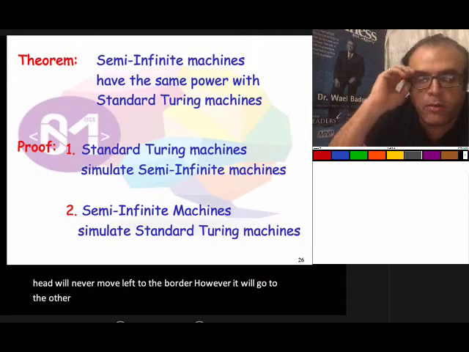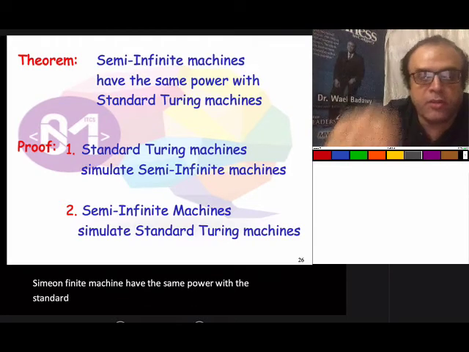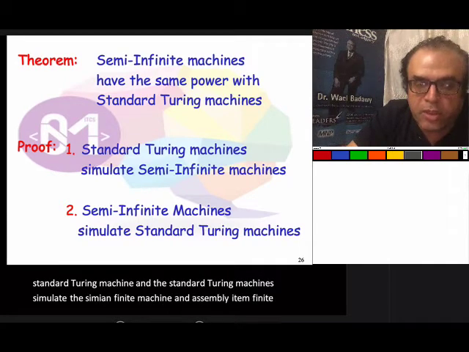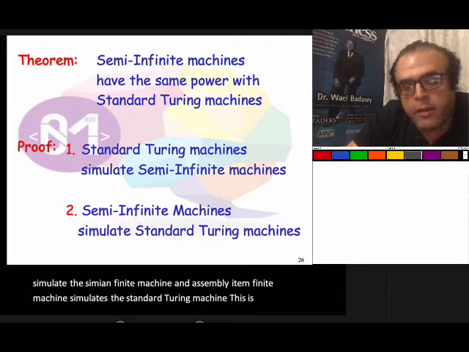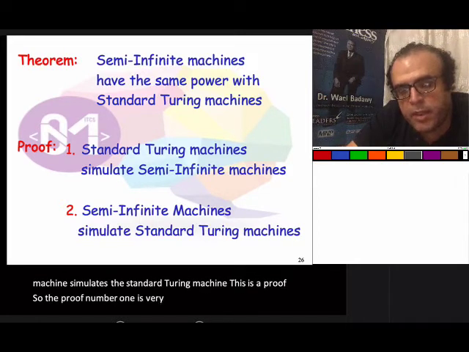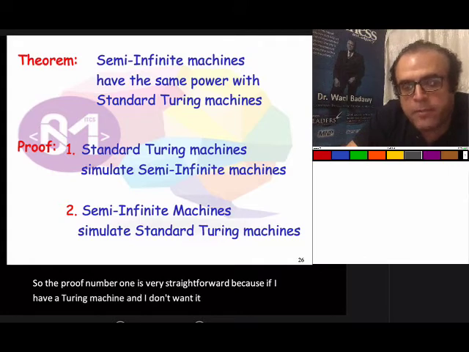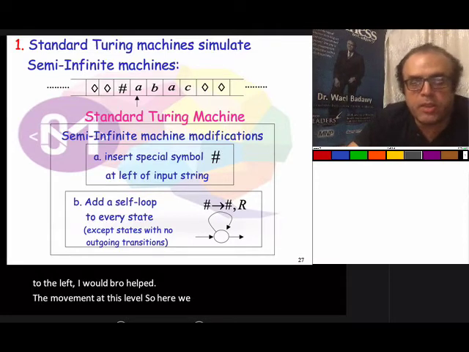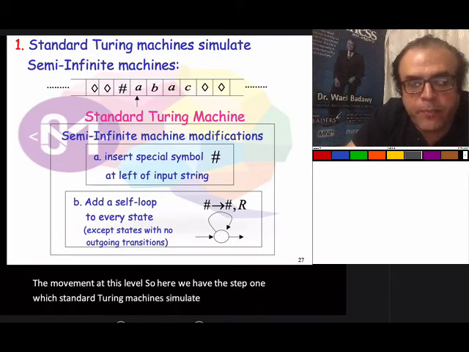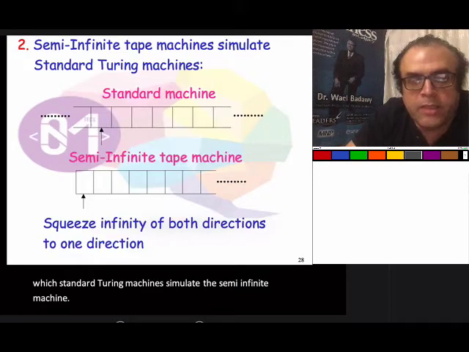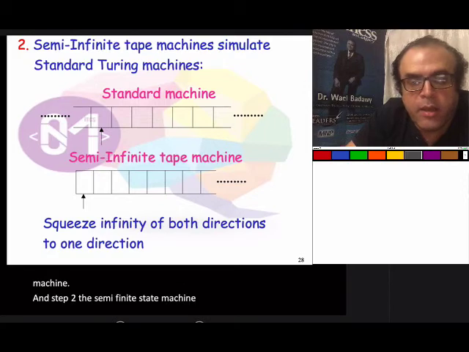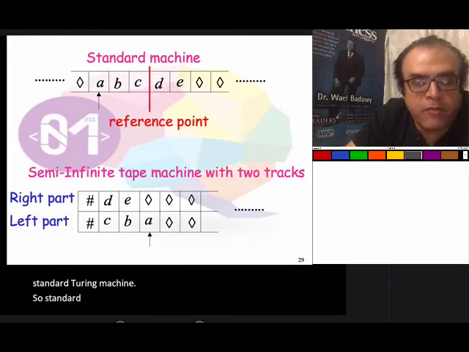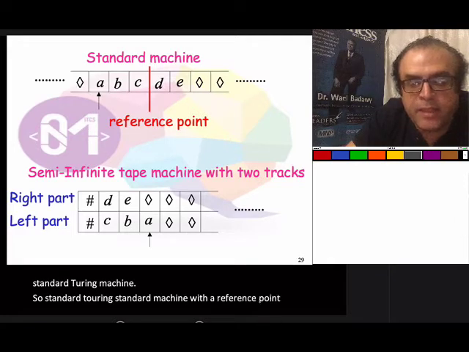The semi-infinite machine has the same power as the standard Turing machine: the standard Turing machine simulates the semi-infinite machine, and the semi-infinite machine simulates the standard Turing machine. This is the proof. Proof number 1 is very straightforward, because if I have a Turing machine and I don't want it to move to the left, I will prohibit the movement at this level. So step 1 is that the standard Turing machine simulates the semi-infinite machine, and step 2 is that the semi-infinite tape machine simulates the standard Turing machine. The standard machine with a reference point will be the semi-infinite tape machine with 2 tracks.